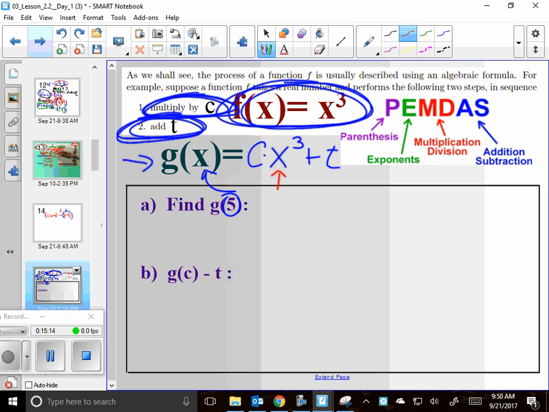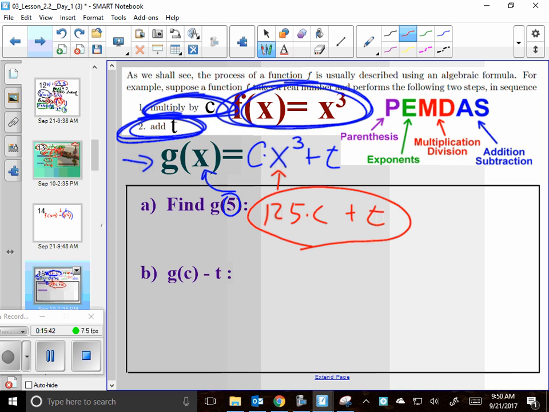Final answer, can you do 5 to the third in your head? 125c plus t. Normally you put the number before the variable. C times 125 is the same thing. If you said that, I'm okay with it. And some people are like, is that it? Because you think you've got to have a number answer. It's okay to have it in terms of c and t.